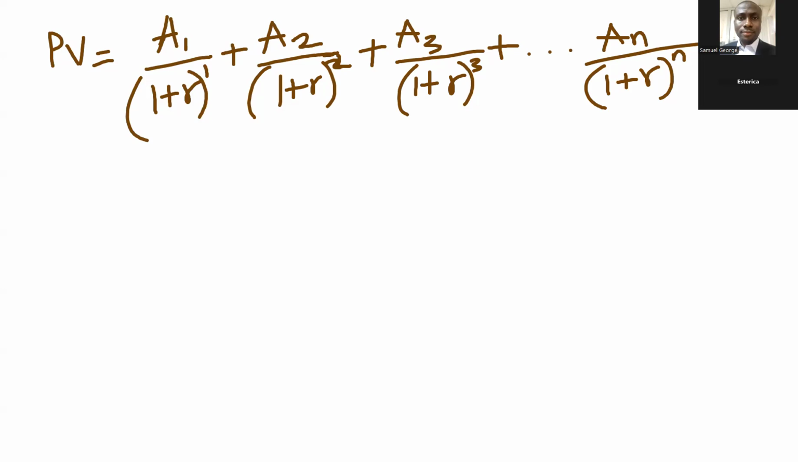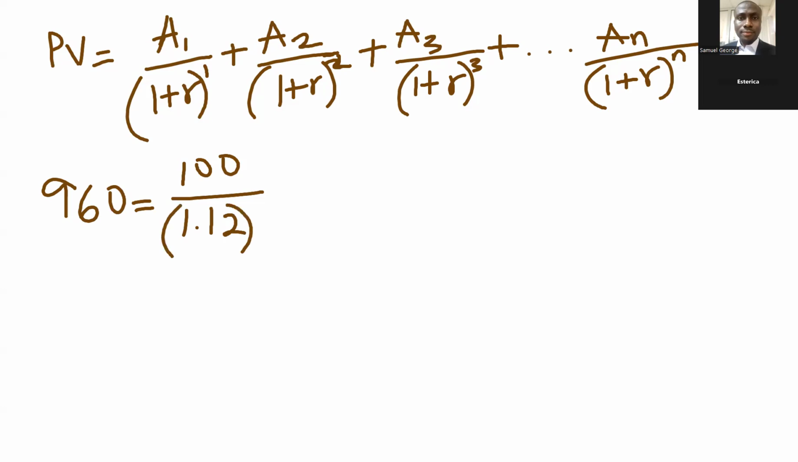we have the market price of the convertible bond at 960. Then we have coupon at 100 naira. That is coupon for year one divided by 1.12. So R is 12%, that is 0.12 plus 1, that's 1.12 raised to power 1, plus 100 naira in year 2 divided by 1.12 raised to power 2.